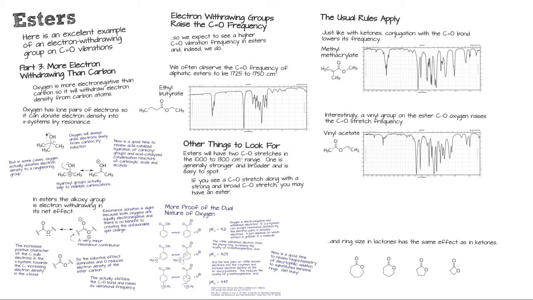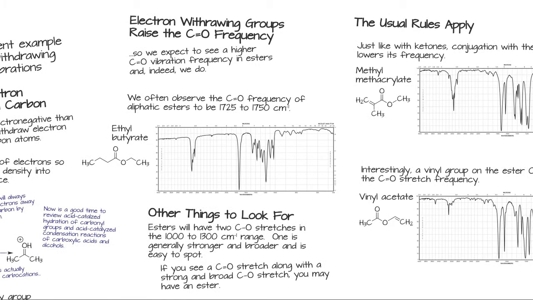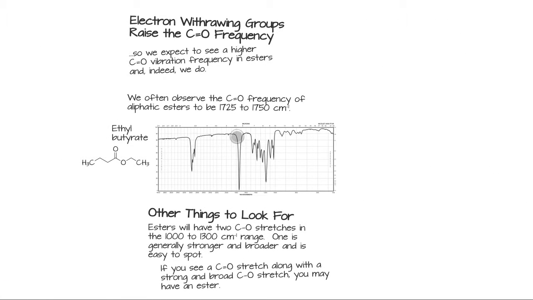All right, so let's examine esters a little more deeply. Here is a typical ester, and one thing you'll notice right away is that the frequency is pretty high. 1740, 1745, those are pretty typical frequencies to see for esters. Here we've got it pretty much close to 1740.